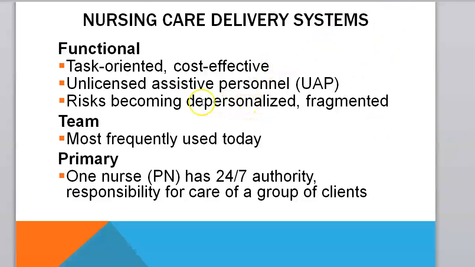Team nursing is probably what's used most frequently today. That consists of usually an RN at the head of that particular team, where she has either an LPN or a UAP helping her with maybe 4 or 5, 6 or 7 or 8 patients, depending on the type of unit it is and the acuity of those patients.